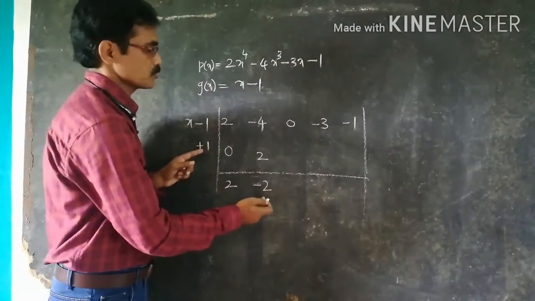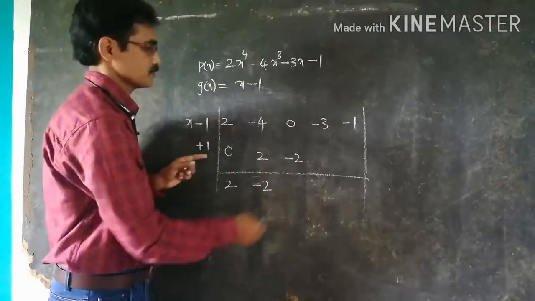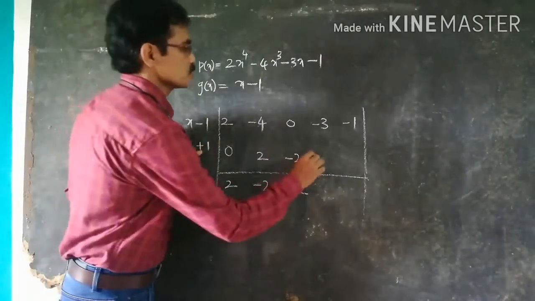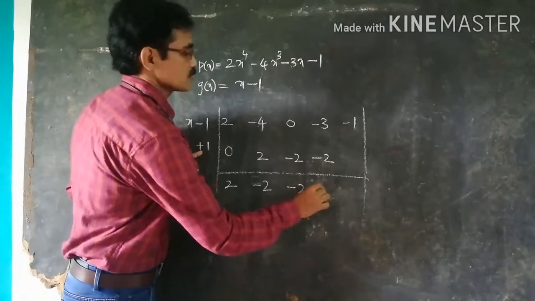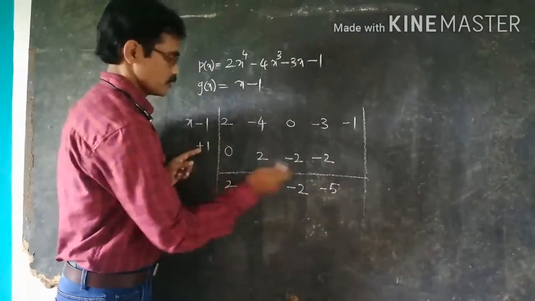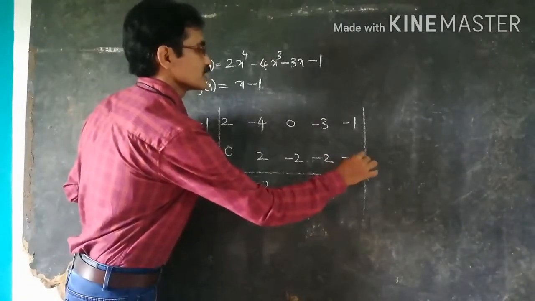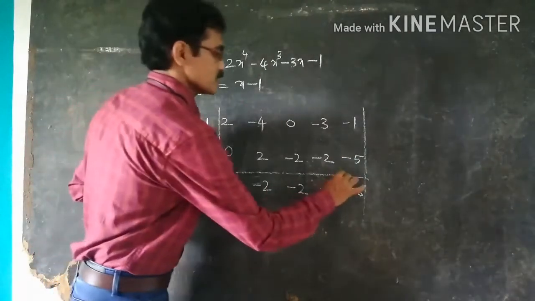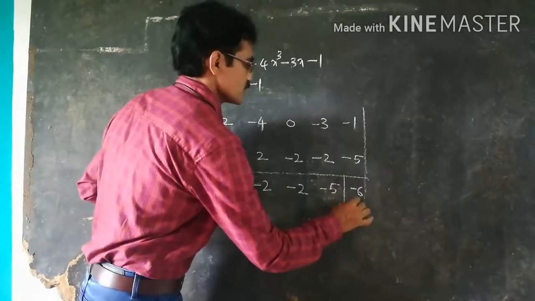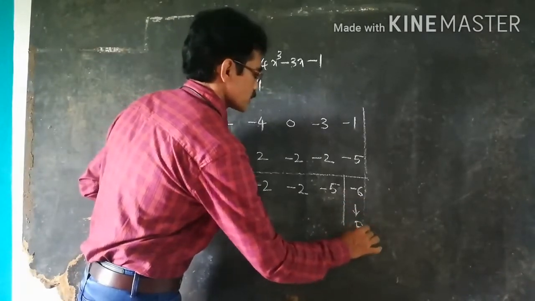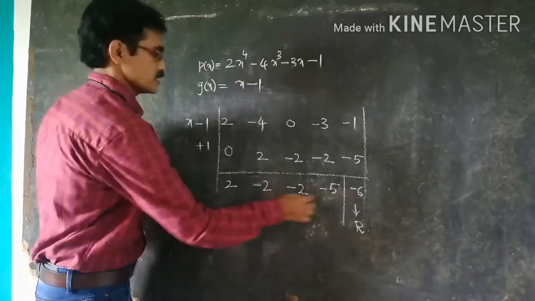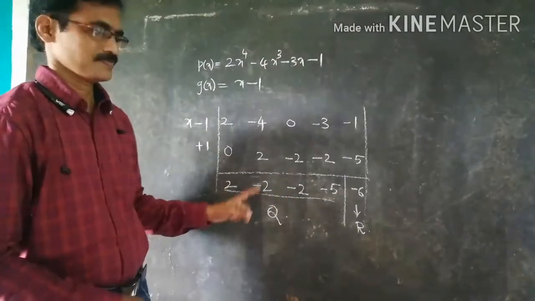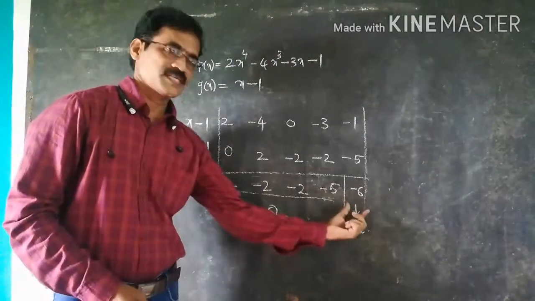1 into minus 2, minus 2. Again you will get minus 2 from 1 into minus 2. Add, you get minus 5. 1 into minus 5 is minus 5, and you will get minus 6. This last part is the remainder part, and this is the quotient part.